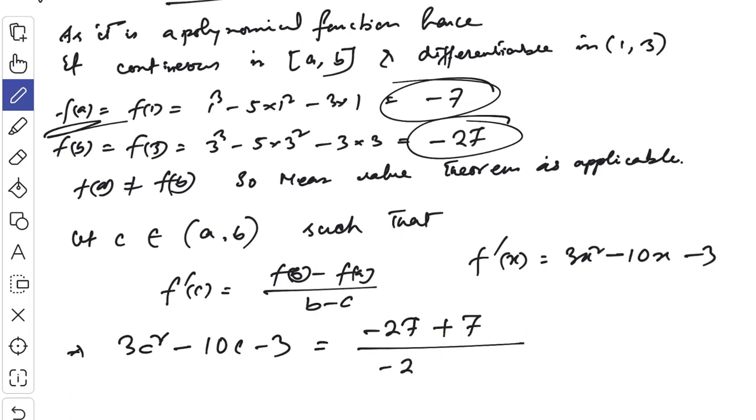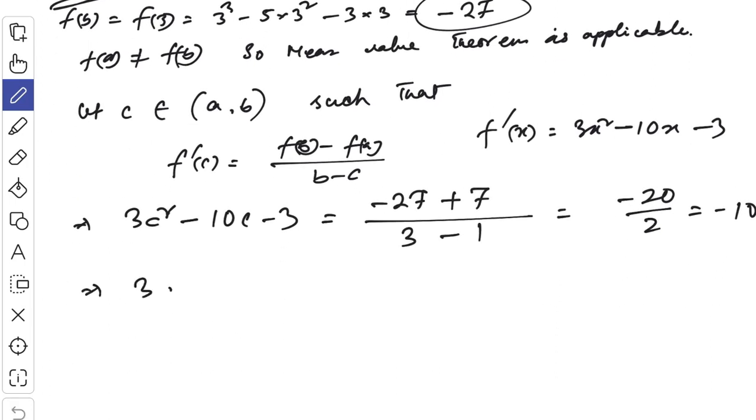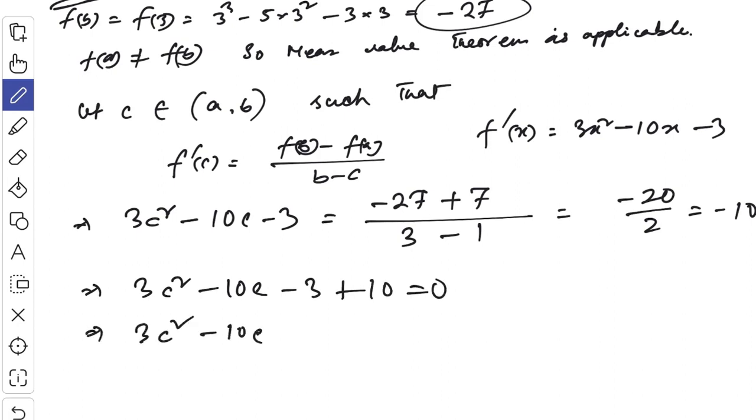Then b minus a, and b is 3 and a is 1 here, so it's going to be equal to minus 20 by 2, that's going to be minus 10. Okay, so simplifying this, you will get 3c square minus 10c minus 3 plus 10 is equal to 0, and that's going to be 3c square minus 10c plus 7 is equal to 0, which can be factorized as 3c square minus 7c minus 3c plus 7 is equal to 0.